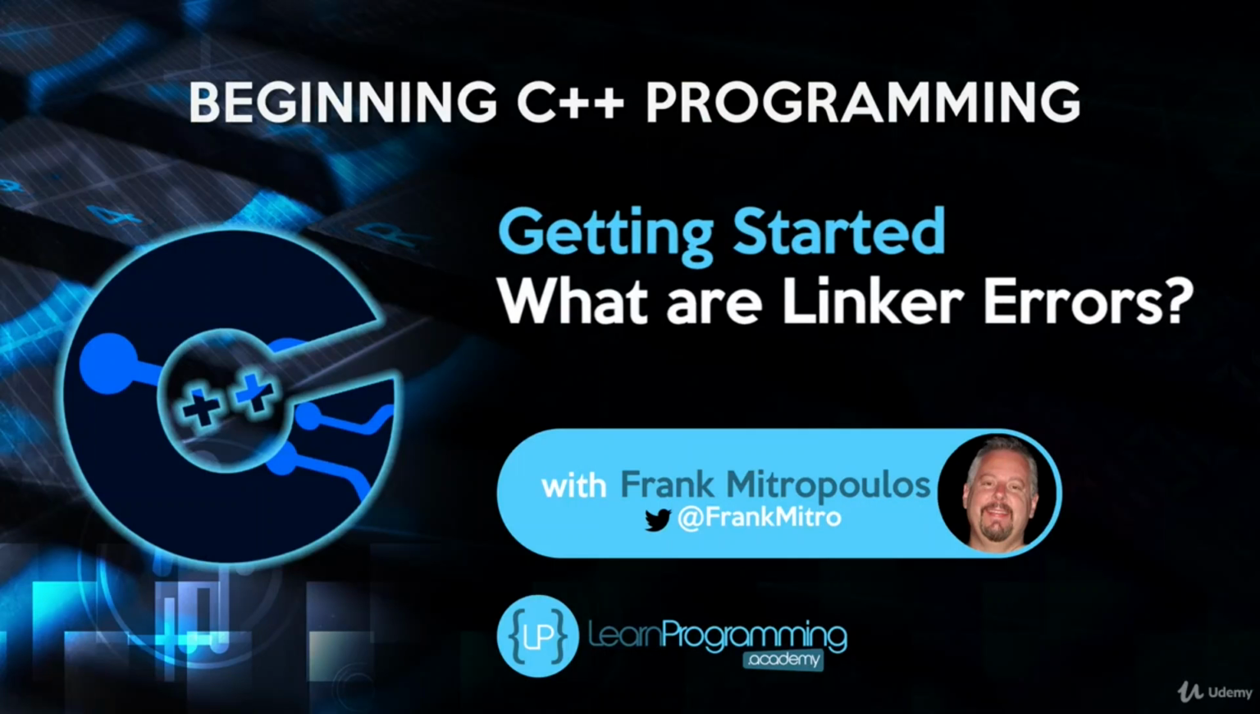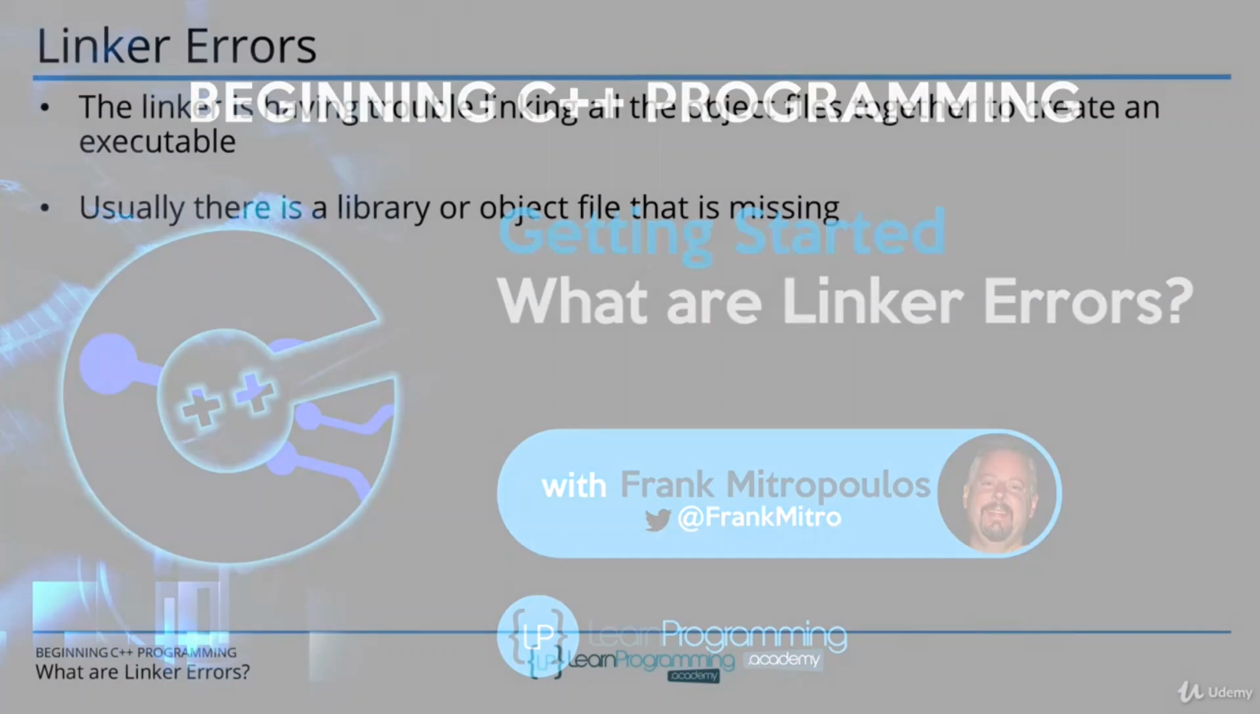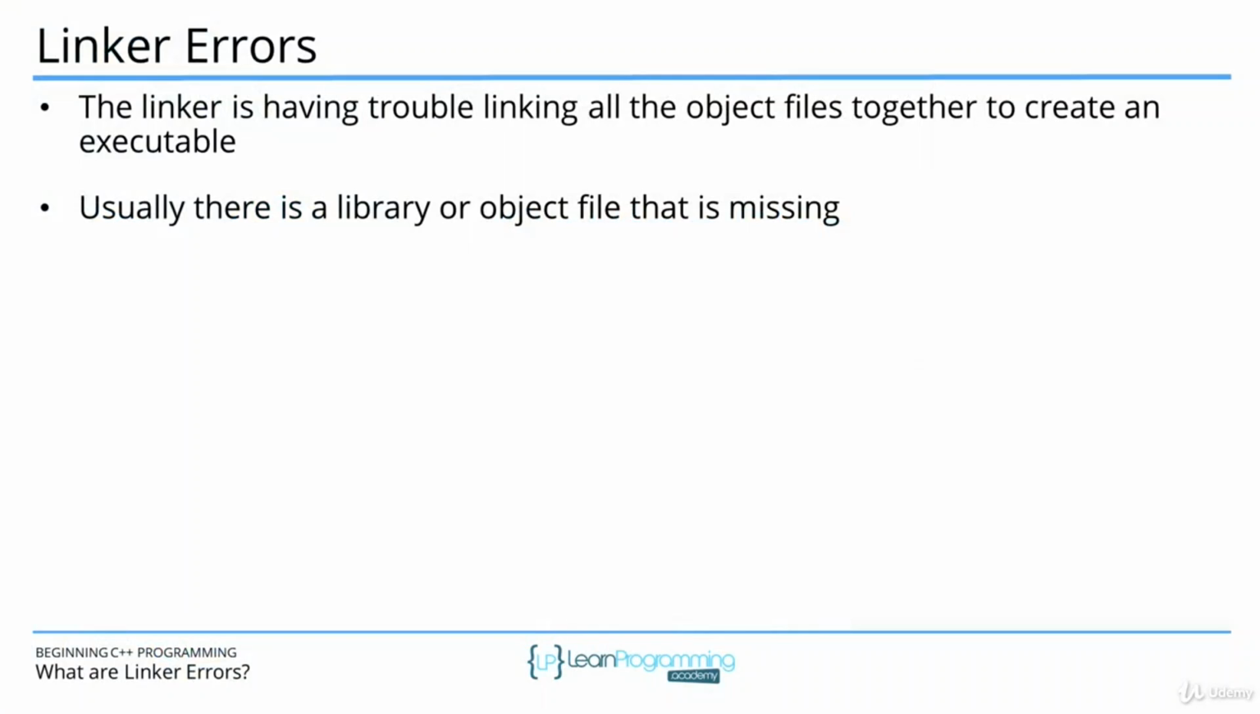In this video, we'll talk about linker errors and why they can happen. Linker errors occur when the linker is trying to put all the pieces of a program together to create an executable, and one or more pieces are missing. Typically, this can happen when an object file or libraries can't be found by the linker. Fixing linker errors can be tricky. Sometimes it's just a matter of getting the paths correct so that the linker knows where the missing pieces are.